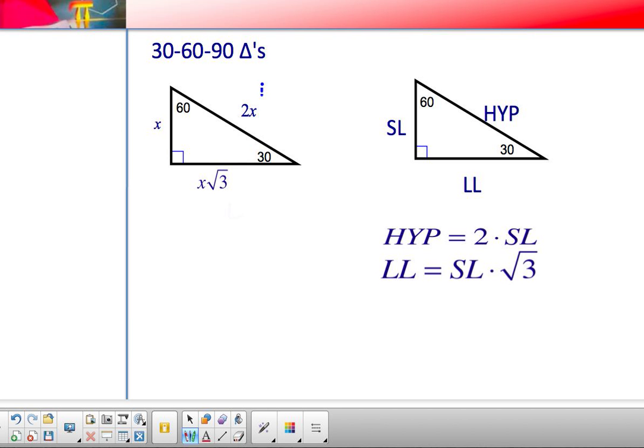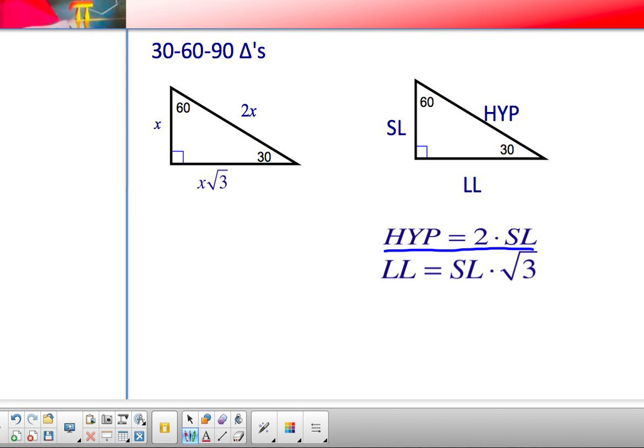The side that's across from the 60 is the long leg. Sometimes I use LL. And of course, the side that's across from the 90 is the hypotenuse, either h or hyp, something like that. Okay, so the relationship that we see here, if the short leg is x, then the long leg is going to be whatever the short leg was times the square root of 3. The hypotenuse is going to be twice as big as the short leg.